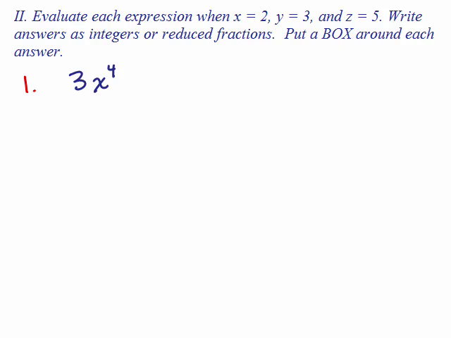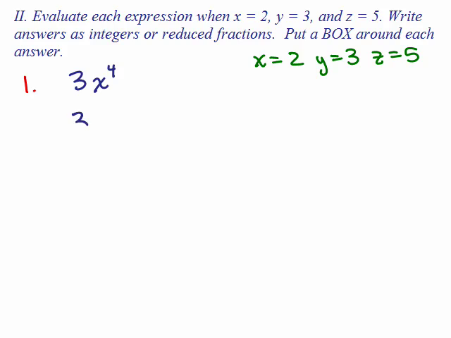Okay, we're going over Chapter 1, 1.3 still. This is Section 2. Evaluate each expression when x equals 2, y equals 3, and z equals 5. And then we want to write our answers as integers or reduced fractions. This is similar to Part 1, except first you'll have to plug in the correct values for any variables. All right, so keep in mind x is 2, y is 3, and z is 5. So we're going to plug those in.